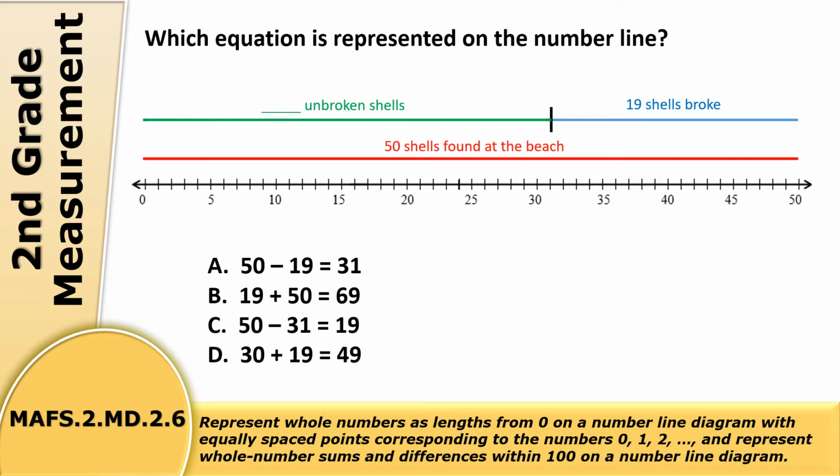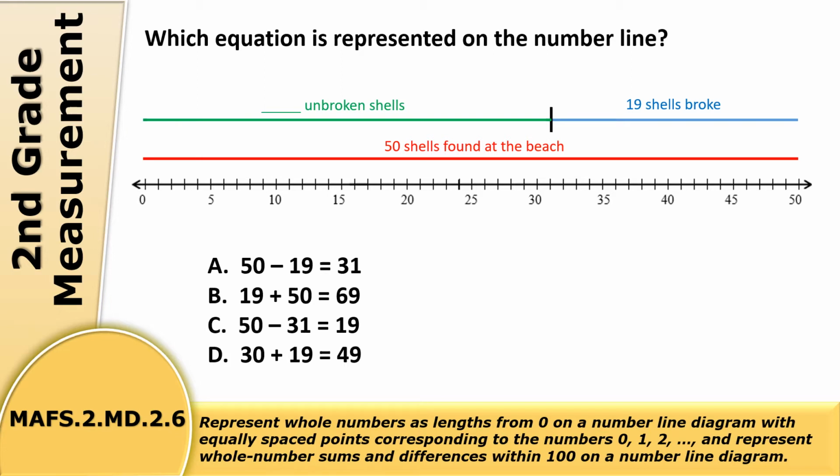Let's begin with our number routine. Which equation is represented on the number line? Pause the recording while you decide. Did you notice that there are three different colored lines above the number line on the screen? The red number line shows 50 shells found at the beach. The blue number line shows 19 shells that broke, and the green number line represents the unbroken shells, but we don't know how many that is.